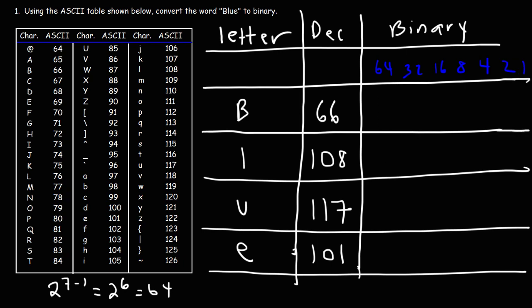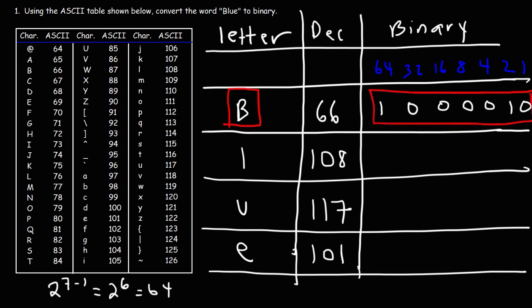To get 66, we need to add up 64 and 2. So we're going to put a 1 for those values. It's 1, 0, 0, 0, 0, 1, 0. So that is the binary equivalent of 66. The letter B corresponds to the 7-bit binary code that we see here. Now let's move on to the next one.